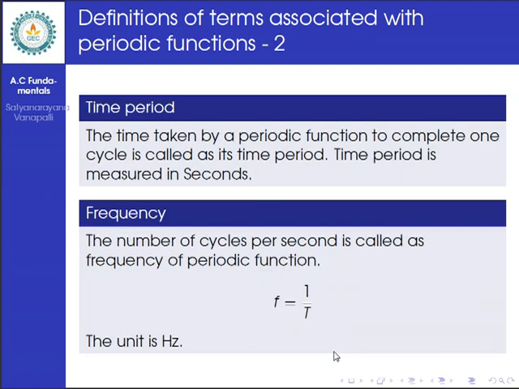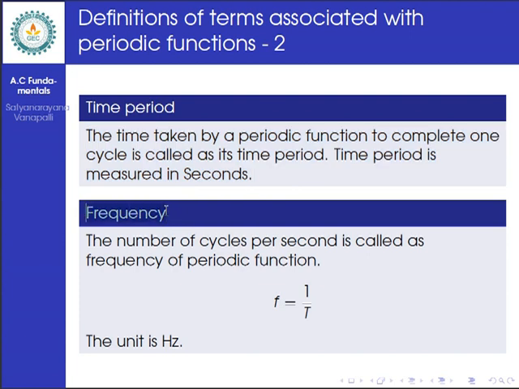So, coming to the time period. The time period is the time taken by a periodic function to complete one cycle. It is the time taken by a periodic function to complete one cycle that is known as its time period. In general, this time period is measured in seconds.